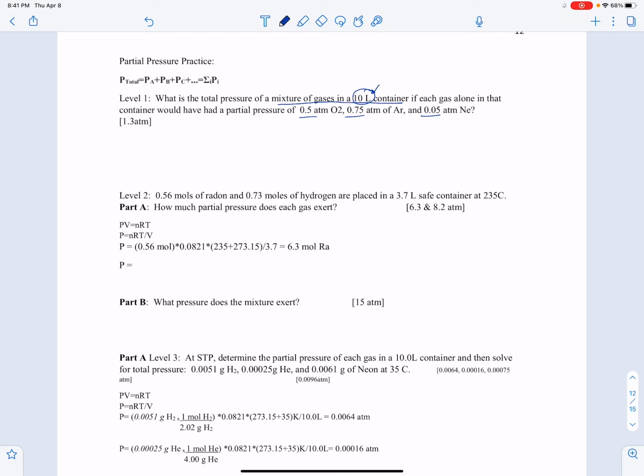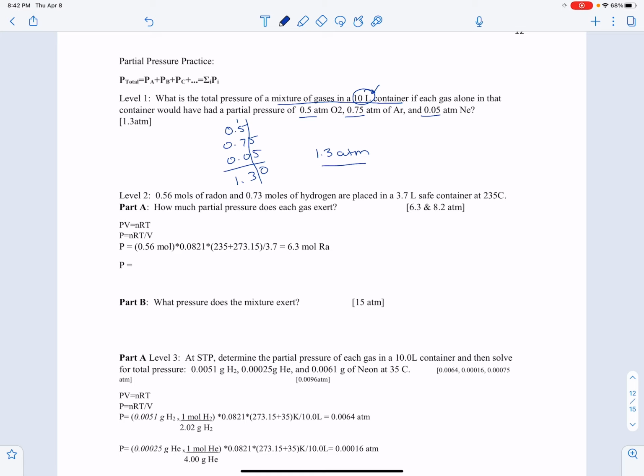So 0.5 plus 0.75 plus 0.05. That's going to give us 0, carry the 1, 1.30. Now sig fig wise, our sig figs are going to fall like that. So that gives us 1.3 atm. That's the total pressure right there. See, that's easy. So let's go ahead and see what happens if we need to figure out moles.